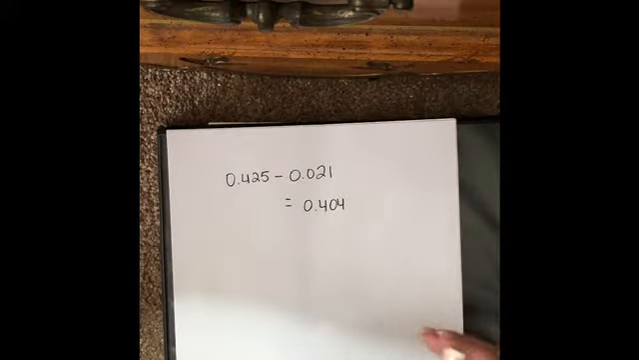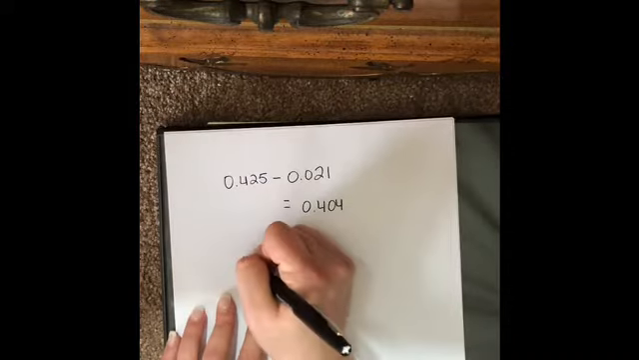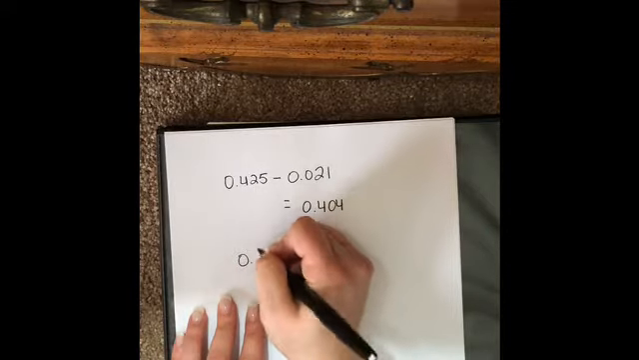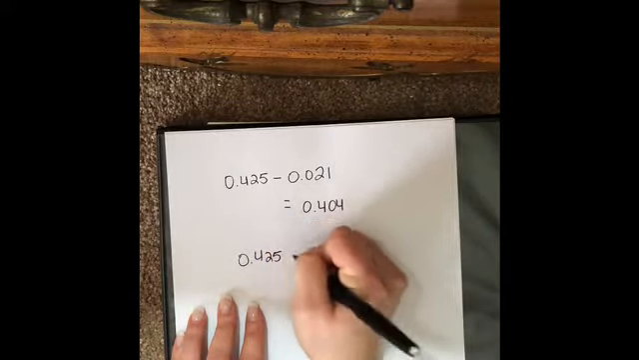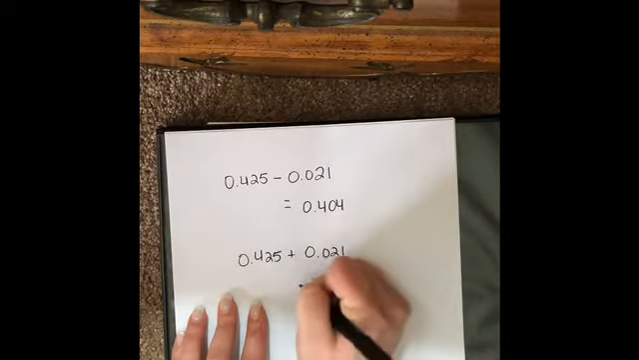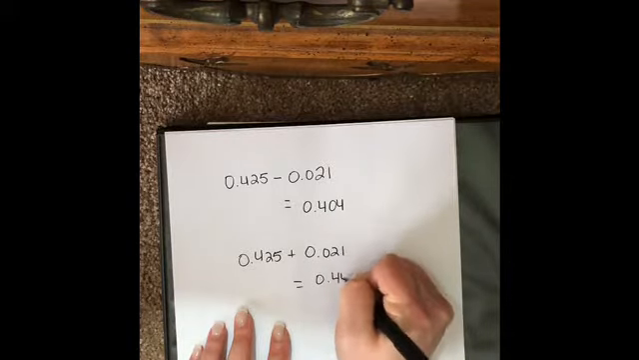Now to find the endpoint of the 99% confidence interval on the right, you have to add. So it's going to be 0.425 plus 0.021, which gives you 0.446.